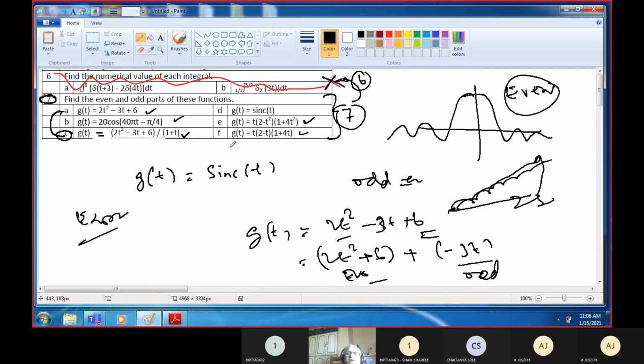Supposing a new student has come, he will ask you, Anna, please tell me how to separate this into even and odd. Then suddenly, because you did so many exercises using the sinc function, you will recollect this particular waveform. Sinc means you recollect this waveform. Then what is this waveform? This is an even waveform. Then you will tell your friend that this is an even function.